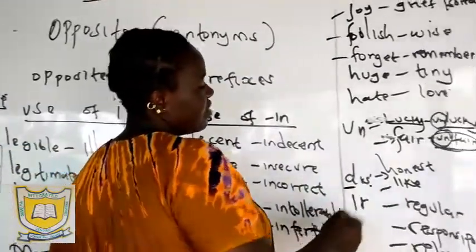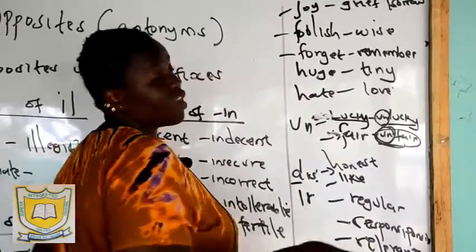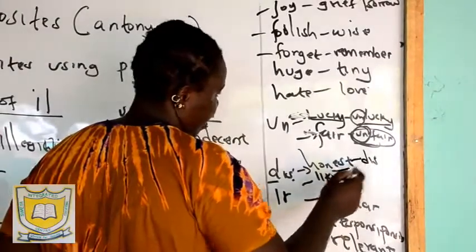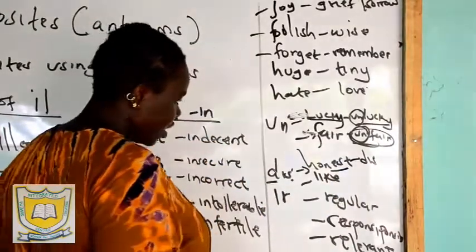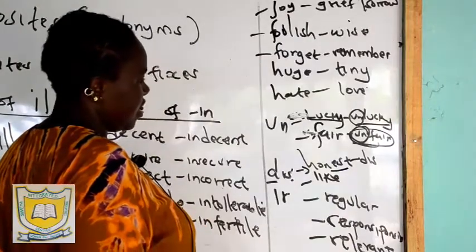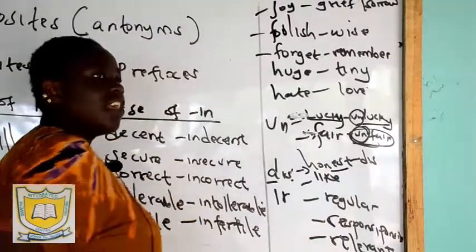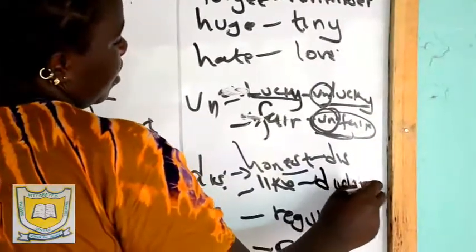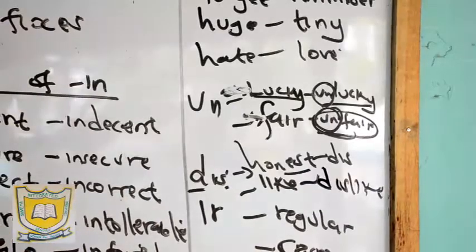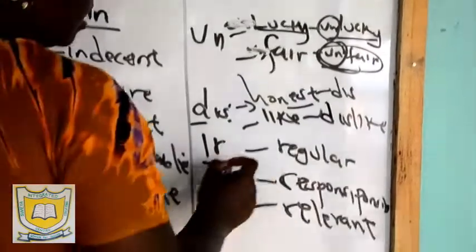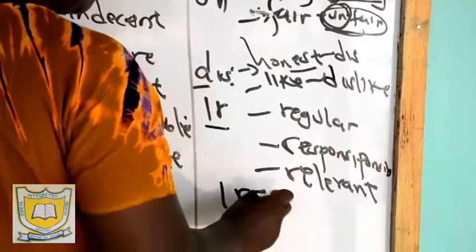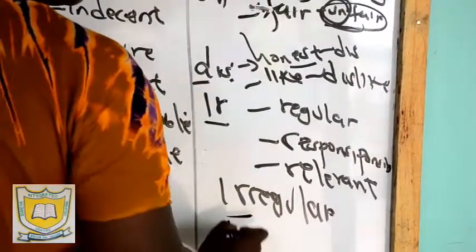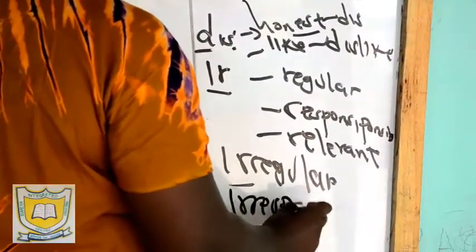And then we have dis as a prefix used to come up with the opposite. Example, honest. If you are not honest, we say you are dishonest. You like something; if you don't like that thing, then we say you dislike. Ir: it is regular, and if you want the opposite of regular, you say irregular. Responsible: if you are not responsible, we say you are irresponsible.